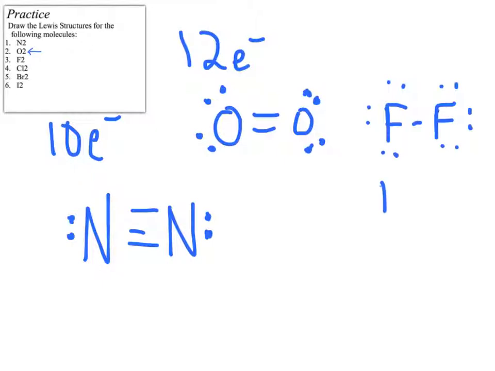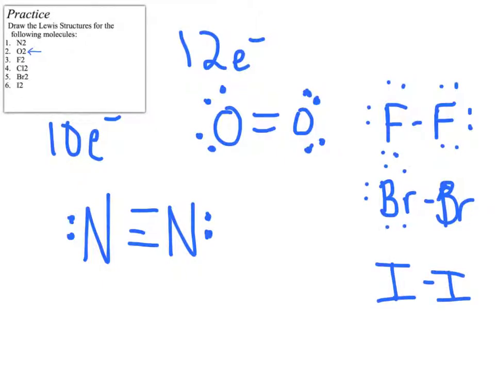And you'll notice that Br2, I even skipped Cl2, and I2 are all single bonds as well, and I can draw the dots in. So everything in group 17 is going to have a single bond Lewis structure. So if I ask you on a test, for example, what diatomic molecule contains a triple bond? N2.